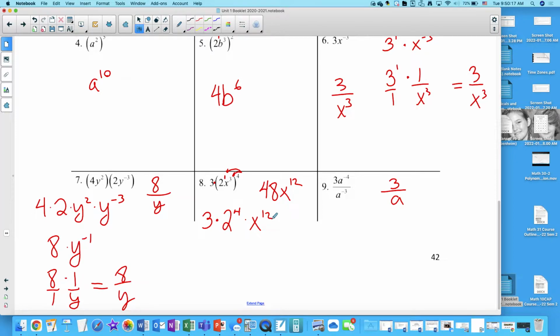Okay? And finally, in the last one, this is set up like division. So I would think in terms of quotient law. The 3 is just 3. That's 3 to the 1. I'm not going to do anything with that. But here I've got a to the negative 4 divided by a to the negative 3. So with the quotient law, when the bases are the same, we subtract exponents. So this is going to become 3a to the negative 4 minus negative 3. Be careful there because we're subtracting a negative value, right? That actually becomes addition. And that's 3a to the negative 1.